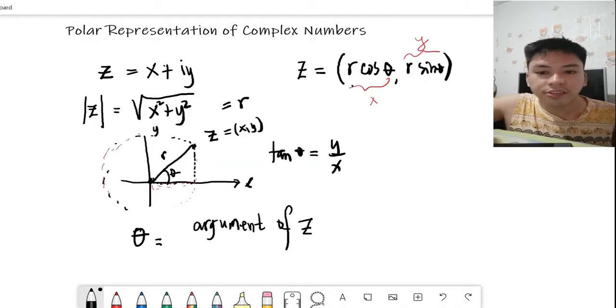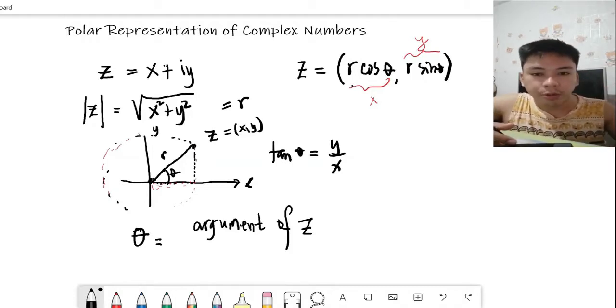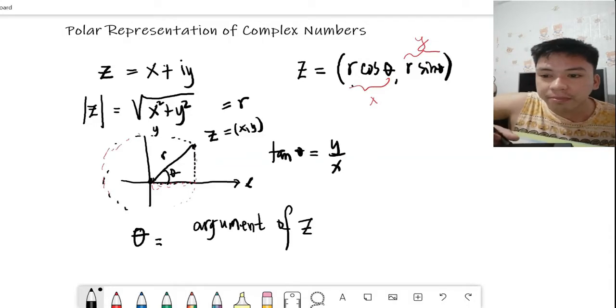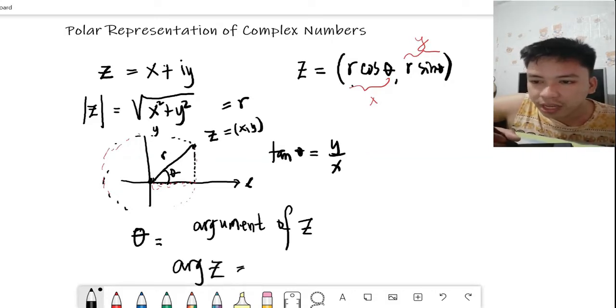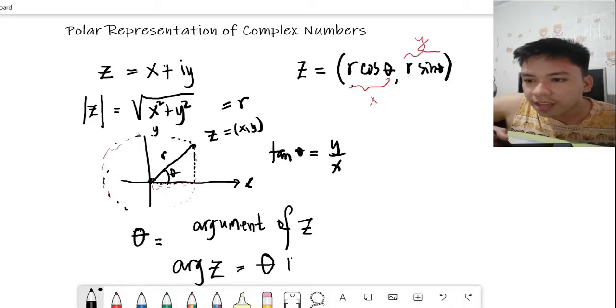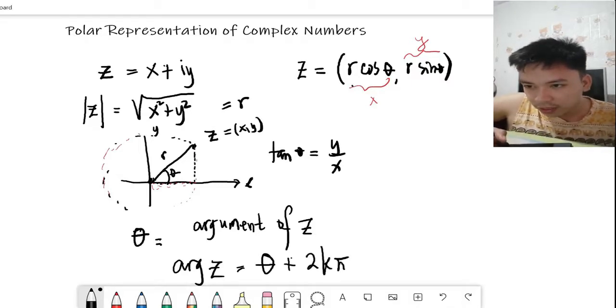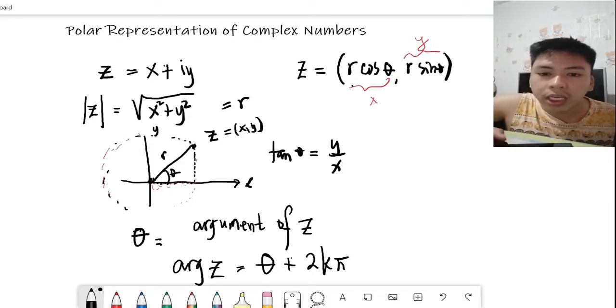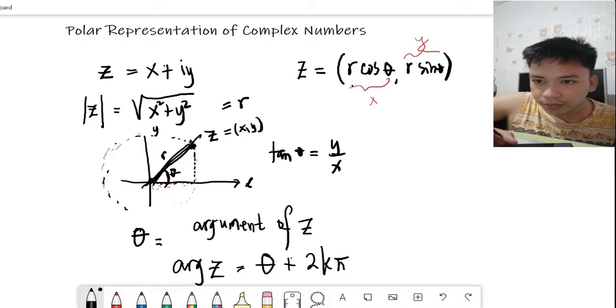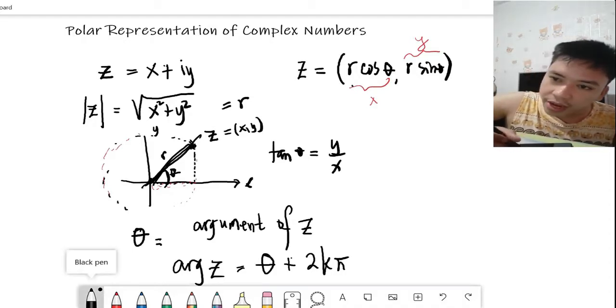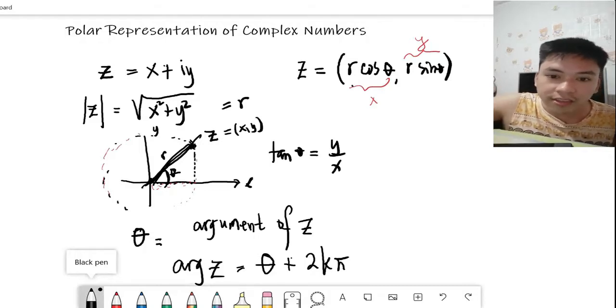But remember, the argument of z, since we're talking about theta, can be any value provided that they would give the same result. Since trigonometry on the circle is always periodic, the argument of z is not actually unique. It can be up to a multiple of 2 pi. So meaning to say that our argument of z, with the symbol arg z, is our theta plus 2k pi. Why? Because let's say this is our theta here. This is the same as if we take another revolution, a 2 pi revolution, that's still the same answer. So therefore, our arg z is not really unique.